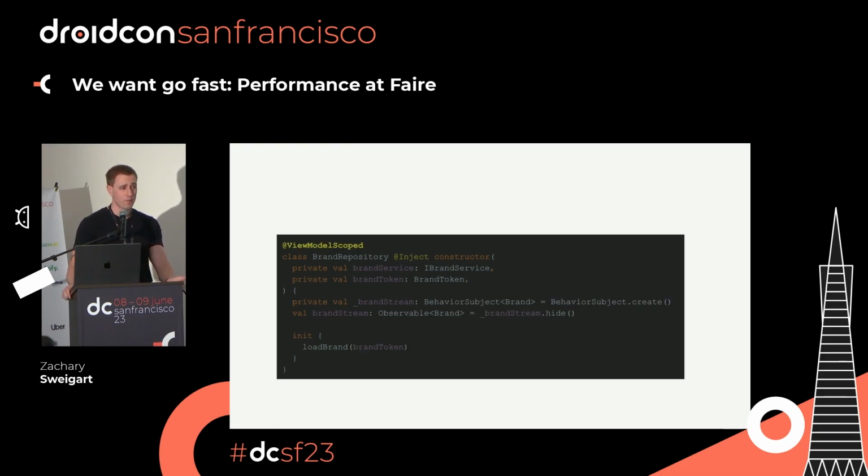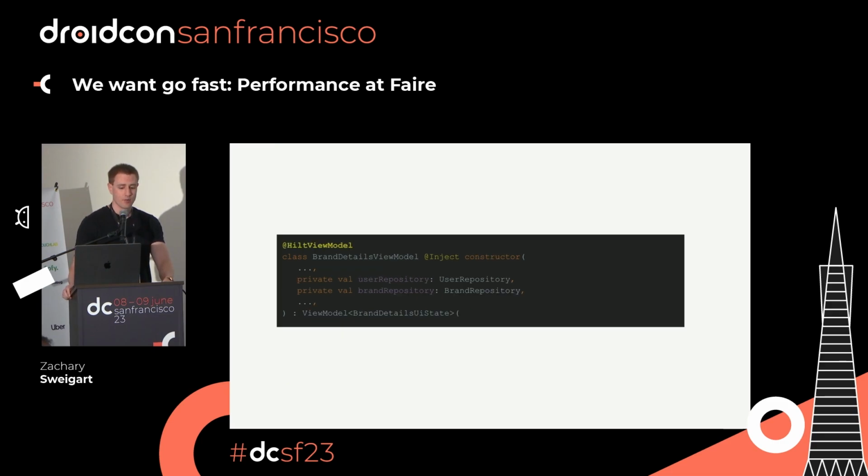For our brand screen, we can create a view model scoped repository. And when this is initialized, we'll load our brand, most likely from the server, and put that into a similar behavior subject, so anybody who subscribes will get the latest value. When we move into our view model, we annotate this as a Hilt view model, which allows us to inject into this view model. And we pass in our user repository and our brand repository.